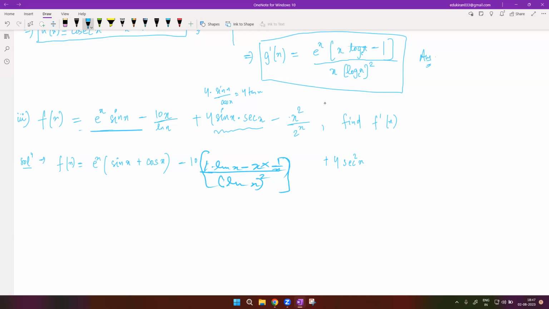And we have already calculated 4 sin x into sec x. That should be 4 sec square x, the differentiation. Okay, here we have to write f dash x.